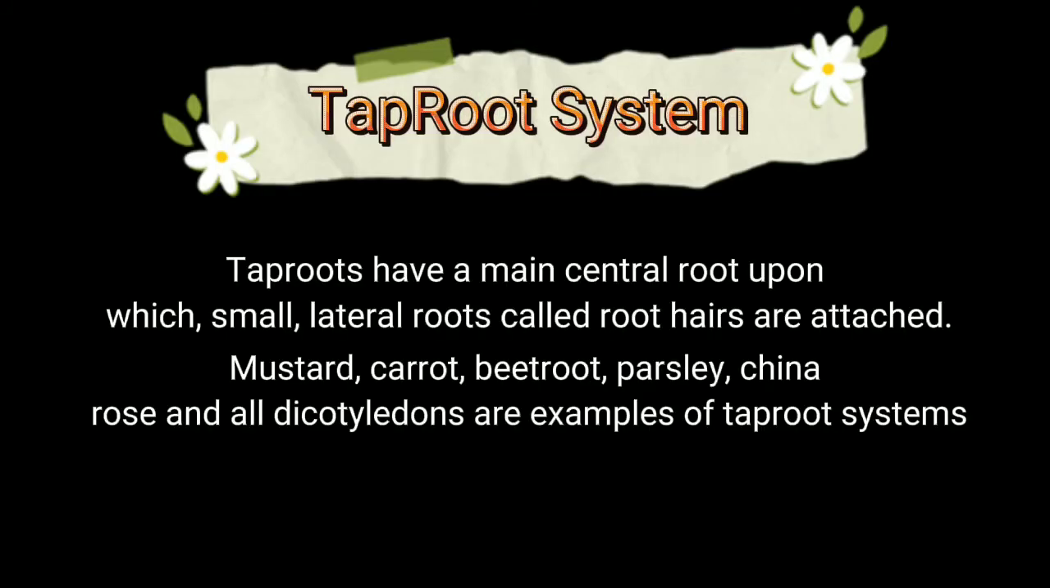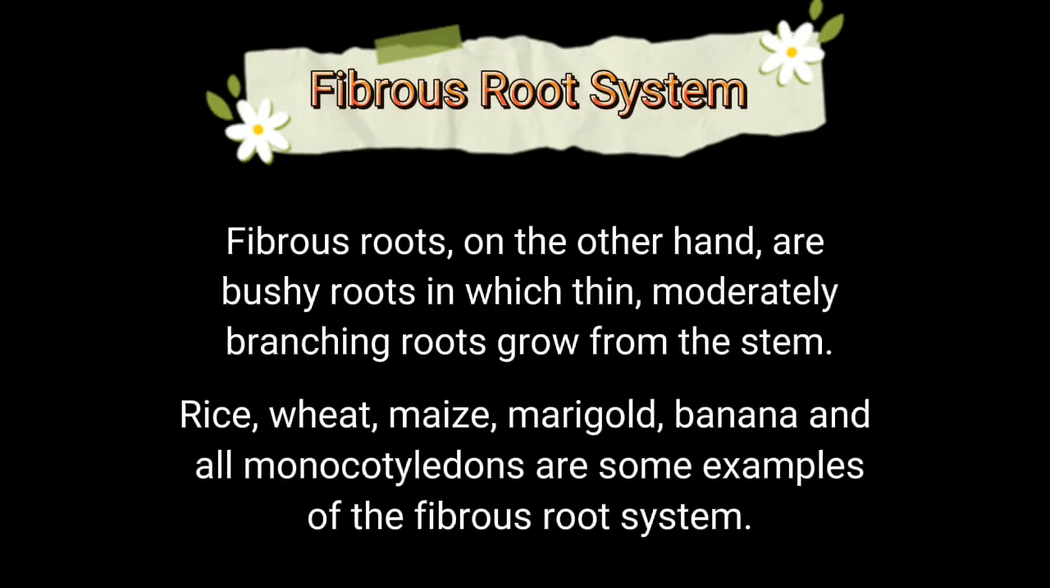Taproot system. Taproots have a main central root upon which small lateral roots called root hairs are attached. Mustard, carrots, beetroot, parsley, china rose, and all dicotyledons are examples of the taproot system. Fibrous root system. Fibrous roots, on the other hand, are bushy roots in which thin, moderately branching roots grow from the stem. Rice, wheat, maize, marigold, banana, and all monocotyledons are some examples of the fibrous root system.